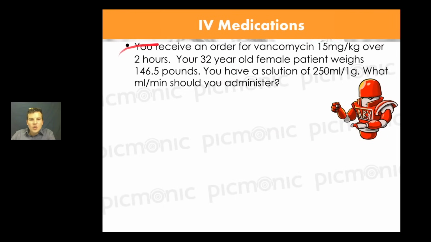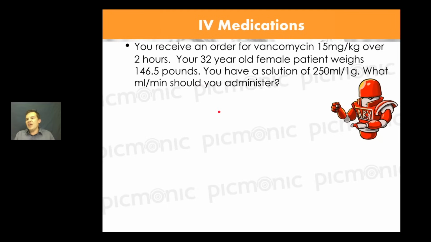So let's do one here. IV medications again. You receive an order for vancomycin, 15 milligrams per kilogram over 2 hours. Your 32-year-old female patient weighs 146.5 pounds. You have a solution of 250 mLs per 1 gram. What's the mLs per minute you should administer?